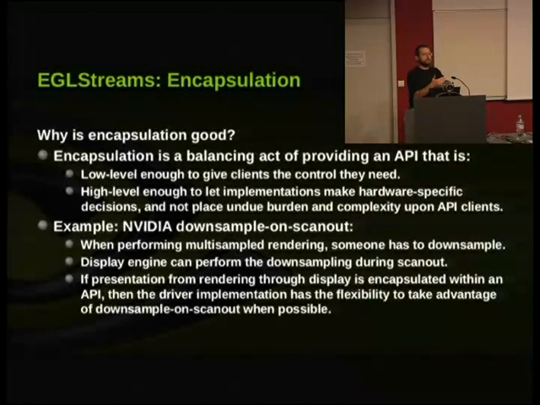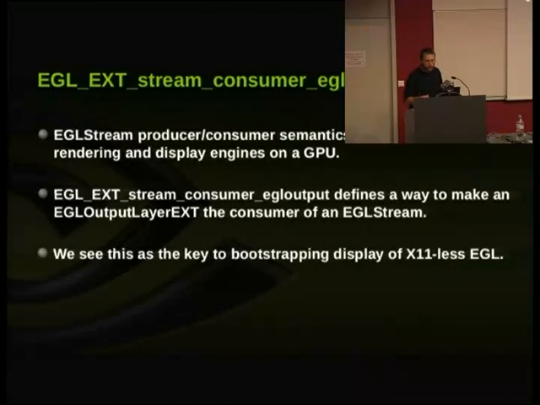But if we don't know who the consumer is of that surface, if we don't know whether or not it's display, we're basically forced to have to downsample. But if the API is structured in a way that all of that is encapsulated from both the rendering to the presentation, then that gives the implementation an opportunity to take advantage of features like downsample on scanout. Okay, so that was a long aside to EGL streams.